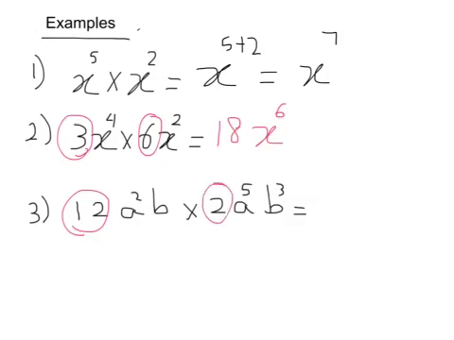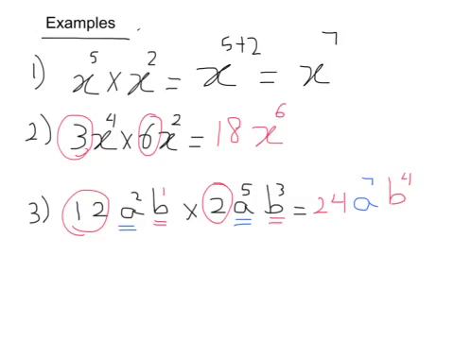Same thing here, we use the same method of multiplying the numbers at first, the 12 times 2, which gives you 24. Now, in this case, you use the a's together. So a to the power 2 times a to the power 5 would give you 2 plus 5, which is 7. The next one, you have b and b to the power 3. Since there's nothing on top of the b, that means there is a 1. If there's nothing, it means there's 1. So we add the 1 plus the 3, and it gives you 4.